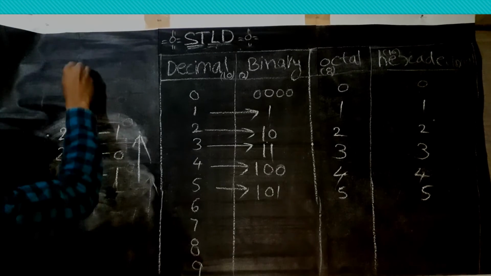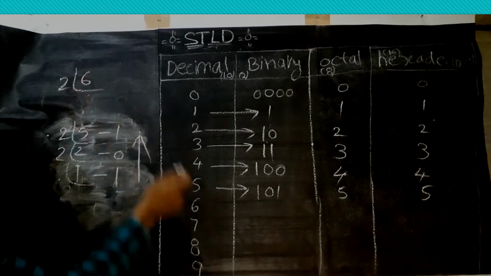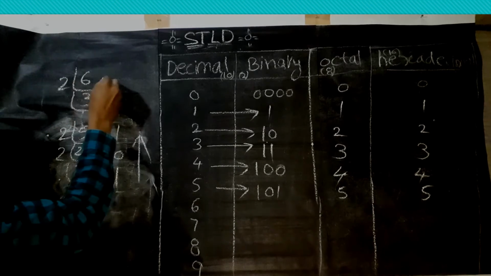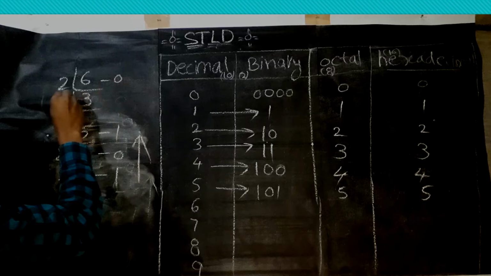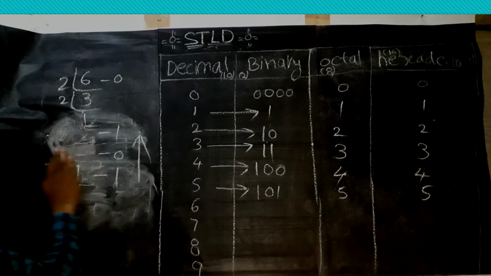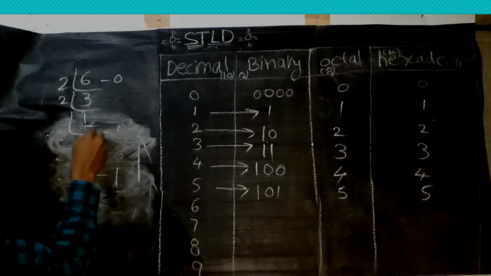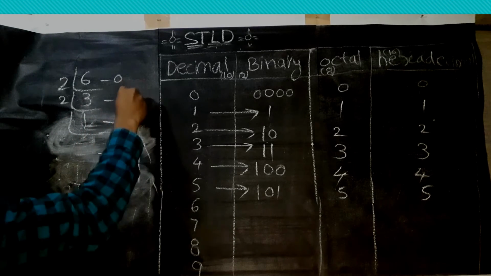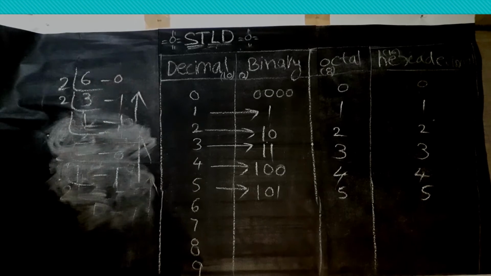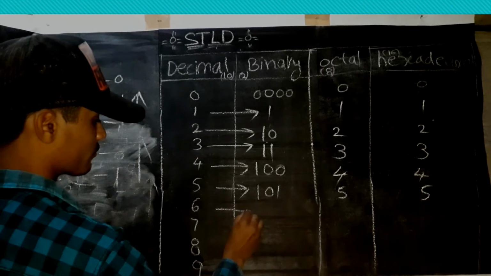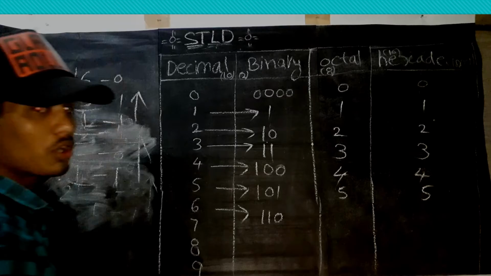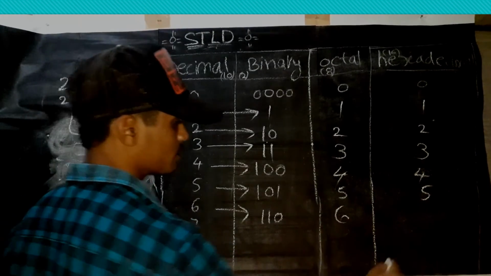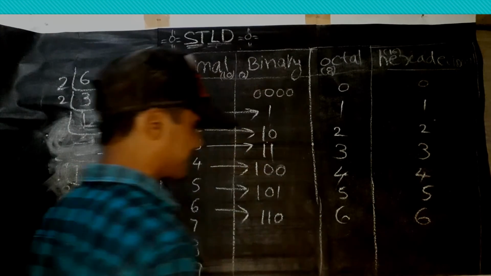Now the 6. This is decimal number 6. The binary number 2 divided 3 times. The value is 0. 2 3s are 6, remainder 1. This is 1. 110. The binary code of 6 is 110. The octal number system of 6 is 6. The hexadecimal number system of decimal number 6 is 6.